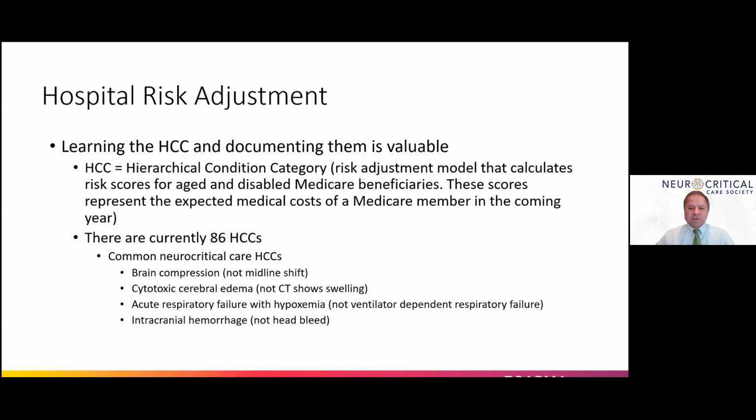Acute respiratory failure with hypoxemia, not ventilator-dependent respiratory failure. Ventilator-dependent respiratory failure is a code that is used for chronic vent facilities. Intracranial hemorrhage, not head bleed. And there are other ones such as coagulation defect, not elevated INR, so on and so forth.